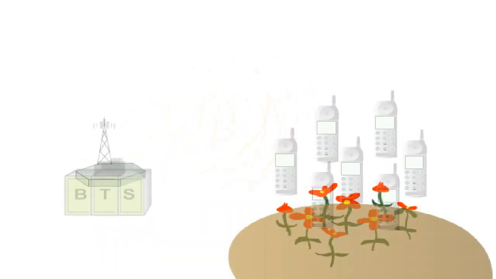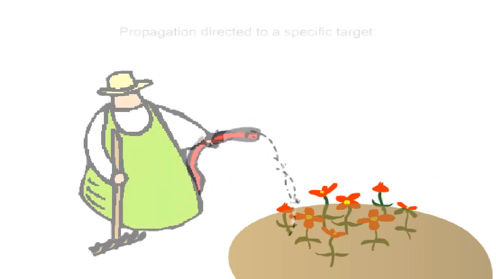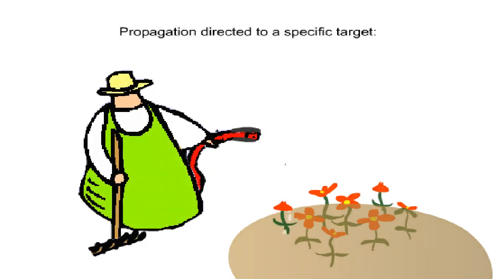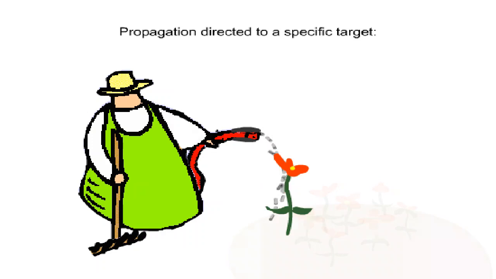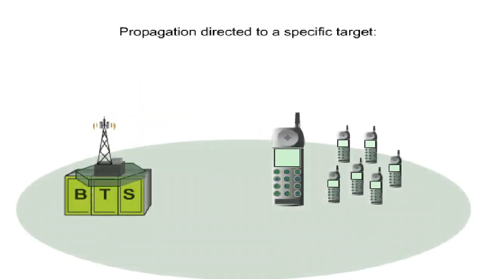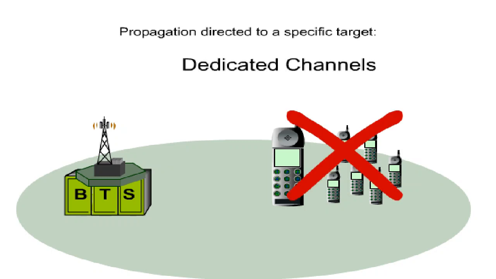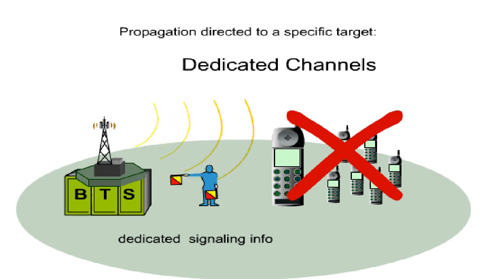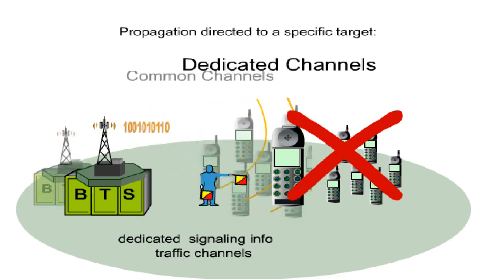If, on the other hand, we only want to water a specific plant and deliberately leave out the neighbouring ones, we use a jet of water. This metaphor corresponds to the dedicated channels. These are always directed to a particular addressee. Various types of signaling channels, known as the dedicated control channels, facilitate communication between the mobile station and the mobile radio network. And of course, traffic channels that carry user speech and data also belong to this category.